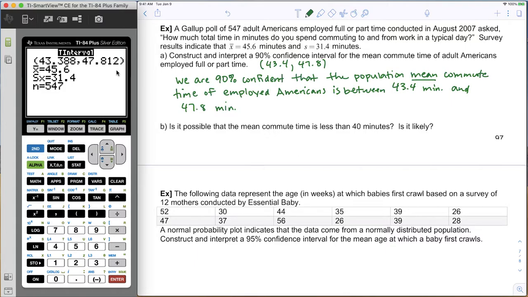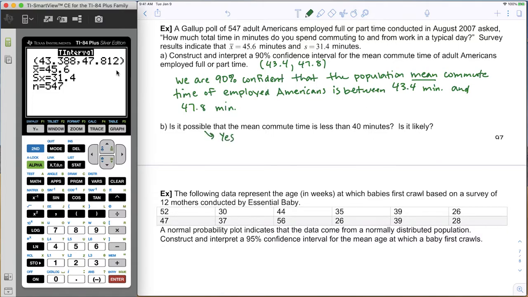Part B, is it possible that the mean commute time is less than 40 minutes? Is it possible? Well, let me tell you right now, anything is possible. This is a 90% confidence interval. It is not a 100% confidence interval, and there's no such thing as a 100% confidence interval that you could construct. You could probably think of one that's ridiculous, like, oh, the mean commute time is between 0 and 1,000,000 minutes, but that doesn't give you any useful information. So is it possible? The answer is always going to be yes.